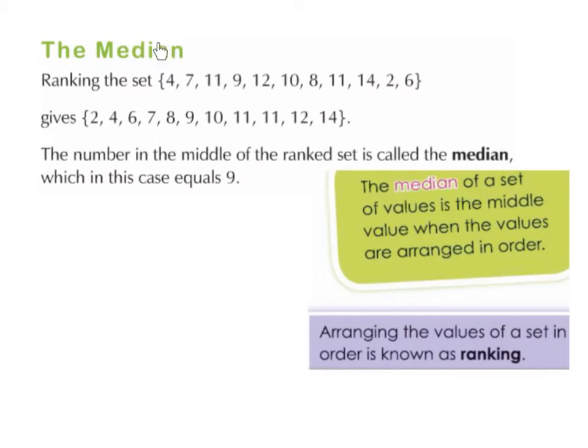Next we have the median. When you think of the word median, you want to think of middle. Let's say we have a set of data 4, 7, 11, 9, 12, 10, 8, 11, 14, 2 and 6. What you want to do is rank them. That means put them into order. It doesn't really matter if you put them in order from smallest to largest or largest to smallest, because the middle number will still be the same. But usually we put them in order from smallest to largest. Doing that, we end up with 2, 4, 6, 7, 8, 9, 10, 11, 11, 12, 14.